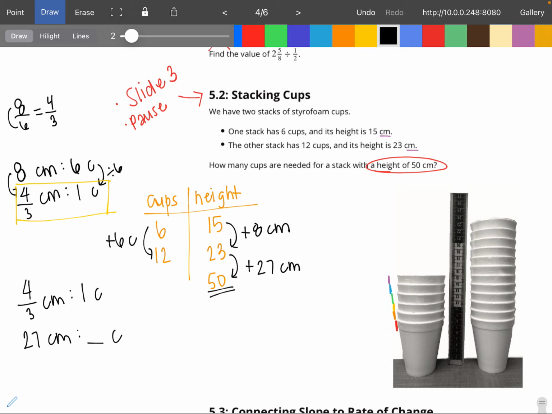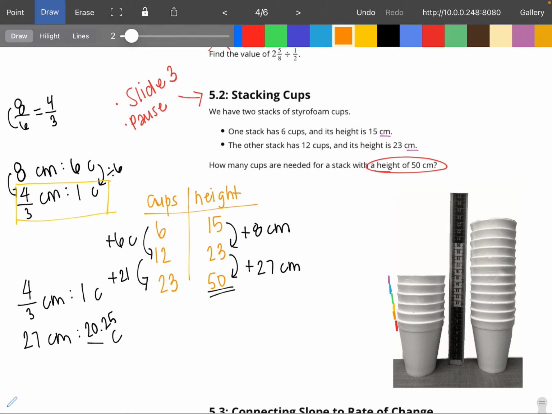Well, I got to figure out what I multiplied 4/3 by to get 27. So 27 divided by 4/3 is equal to 20.25. And so I need 20.25 cups. And we're not going to do partial cups. And so we'll just say that we're adding 21 cups for a total of 23 cups.